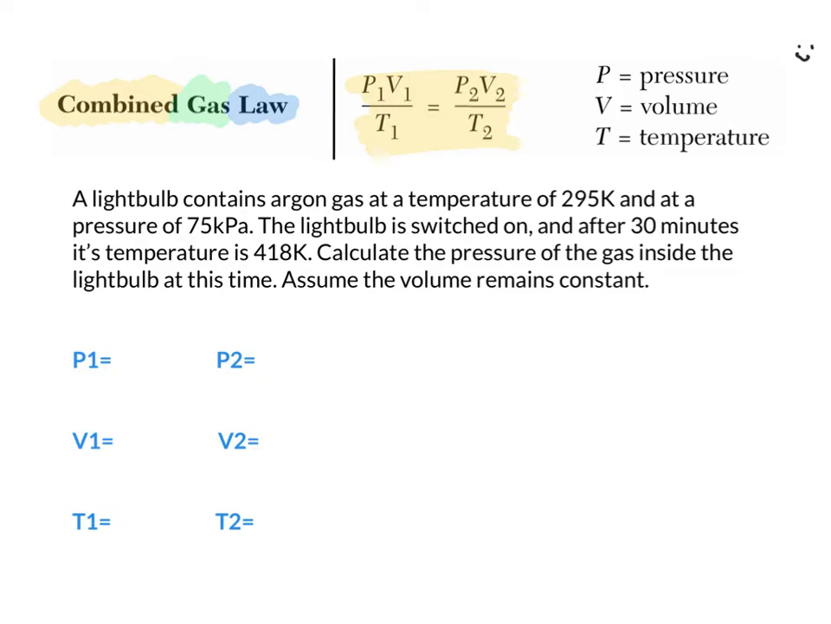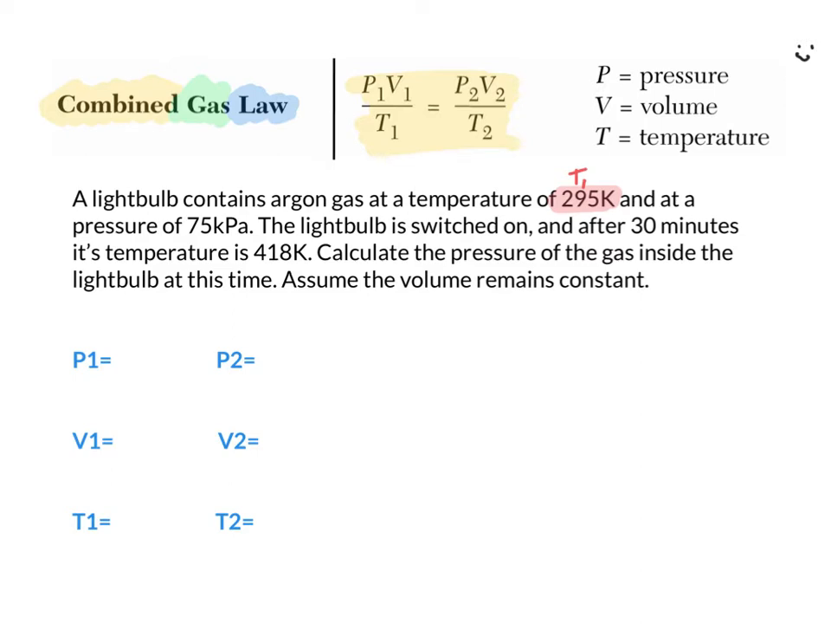A light bulb contains argon gas at a temperature of 295 K, that's kelvins. So they gave me one temperature right here, and that's the original temperature. So I'm going to annotate that a little further and say that that is the temperature, which is T, but it's the original one, which means that it's T1, right? And then I'm going to continue reading.